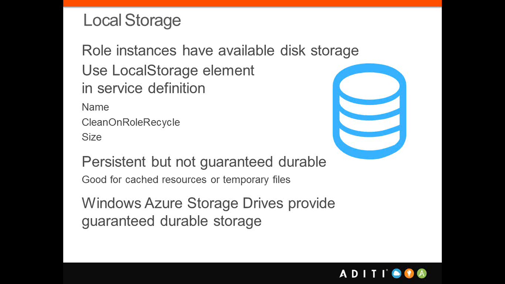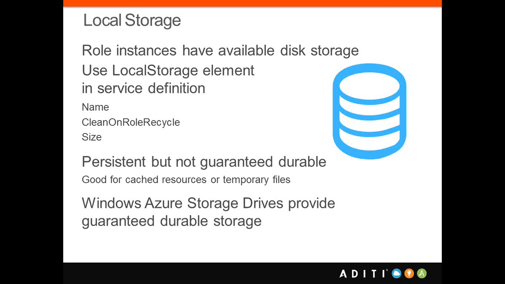We can use the local storage element in the service definition file to mention that we need this local storage, and we can mention the name of that local storage and the size of it. There are 3 attributes to it: name, how you want to access that local storage, and if you want to clean on role recycle.